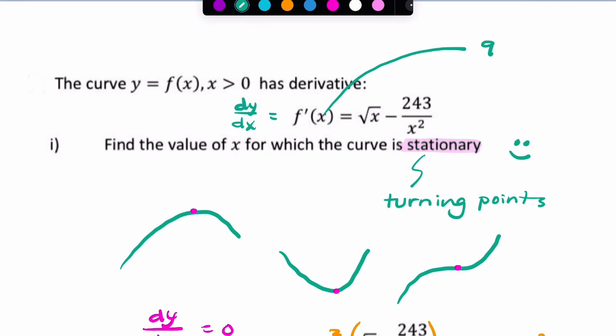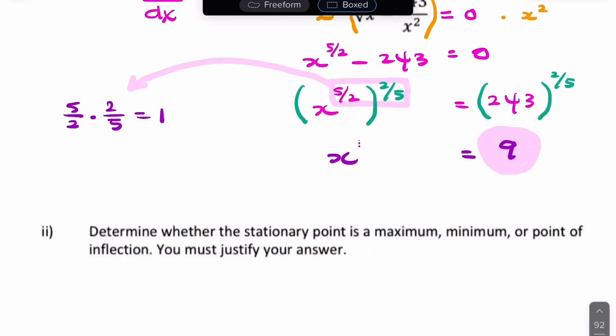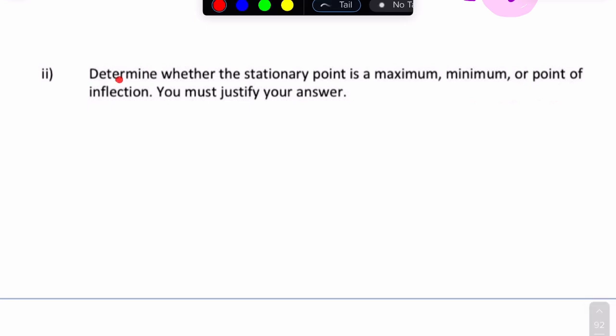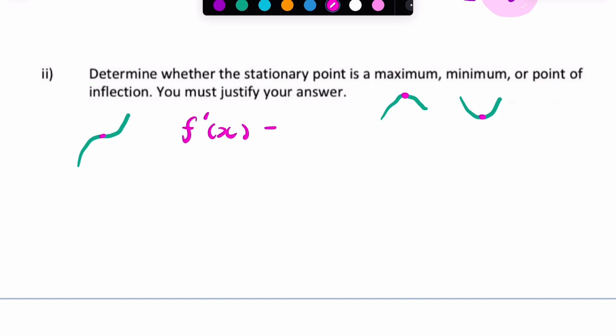Now the question goes on and says, determine whether that stationary point that we just found is a maximum, is it a minimum, or is it a point of inflection? So how do we tell if it's a maximum, minimum, or point of inflection? Because in all the cases, f dash is going to be 0. So what's the difference between a maximum, a minimum, and a point of inflection?